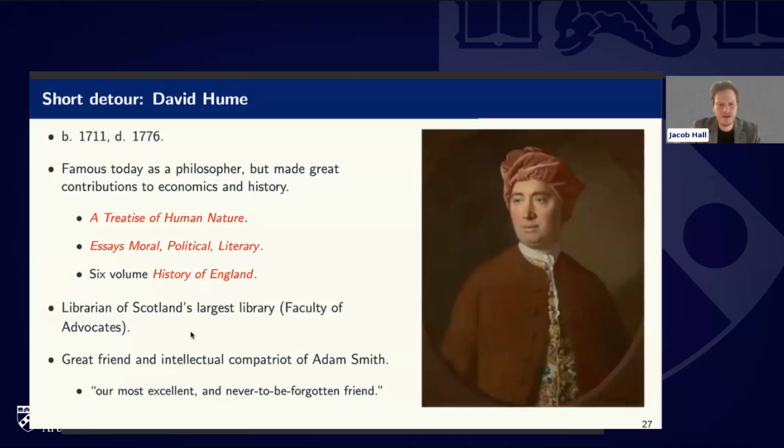He's an interesting fellow. During the Scottish Enlightenment, there was also a rise of what we may think of as independent scholars outside of the university system. Hume was the librarian for Scotland's largest library, the Faculty of Advocates. The reason he's there and probably not at the University of Glasgow is his open skepticism. But he was a great friend and intellectual compatriot of Adam Smith. And Smith nicely calls him our most excellent and never to be forgotten friend.